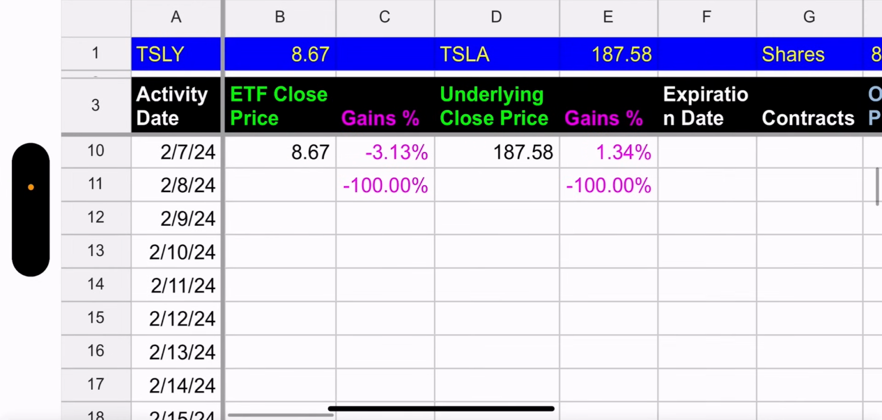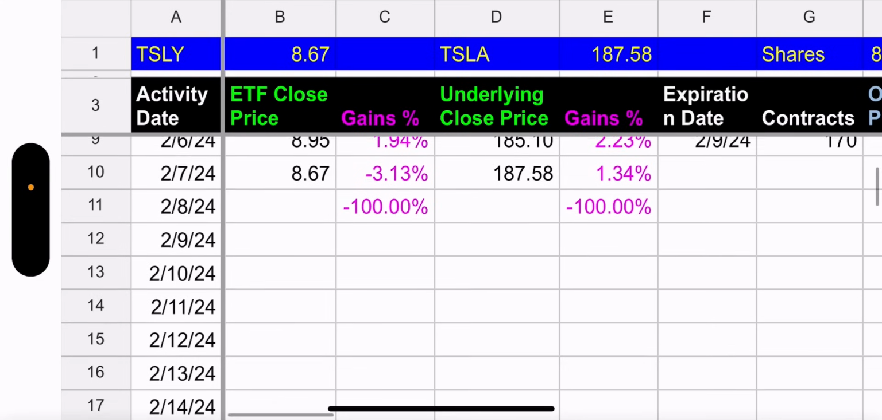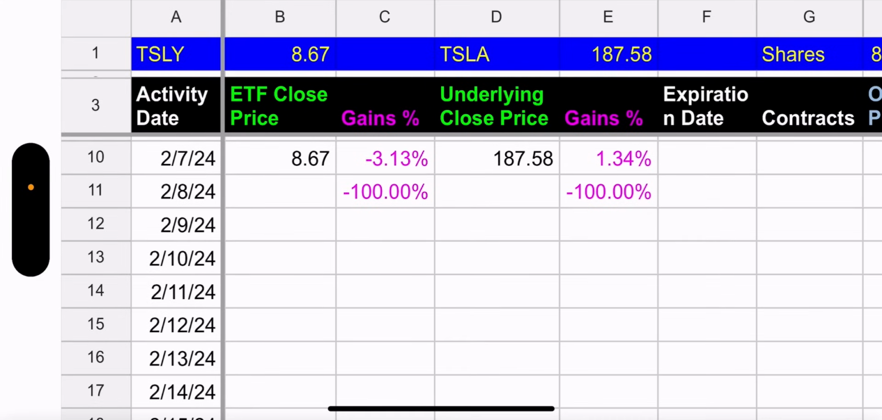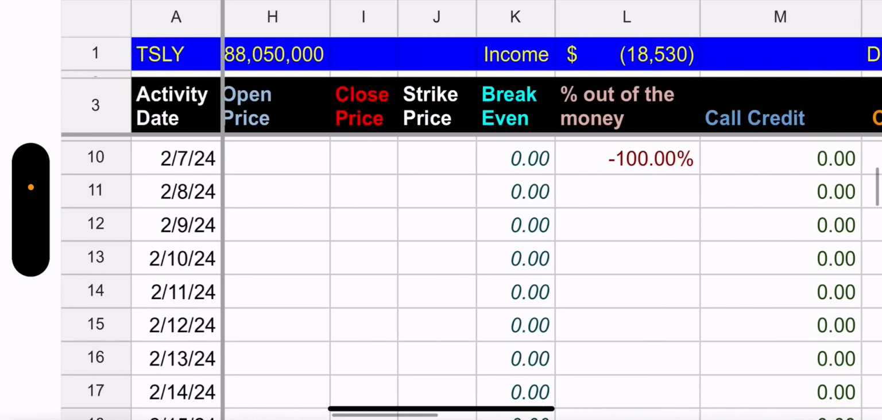Yesterday was ex-dividend date. So if you look, TSLY was paying 40 cents. So TSLY dropped to $8.55, essentially at the open. However, TSLY closed at 8.67. So, overall, pretty good day. Tesla went up by 1.34%. So, overall, a really, really good day for Tesla and TSLY.